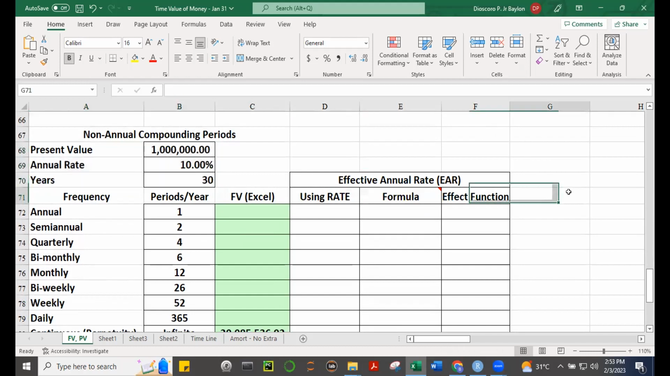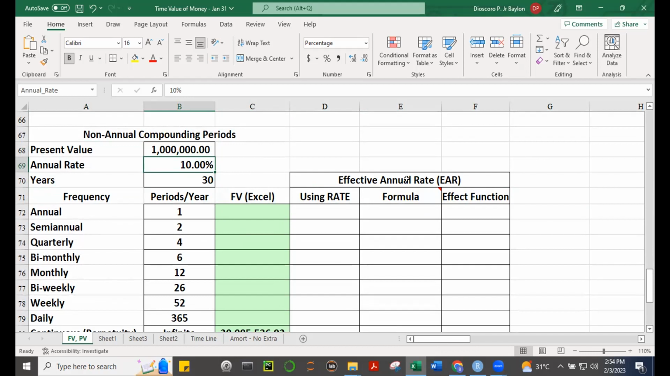Okay. Now, what does this mean? The annual rate, when you're given the interest rate, is always assumed to be annual. Okay, always, unless there's a specification that it's semi-annual, etc. So that 10% is an annual rate.